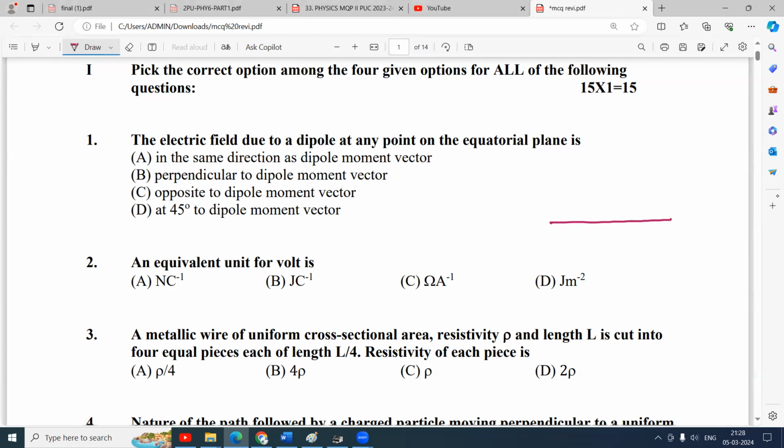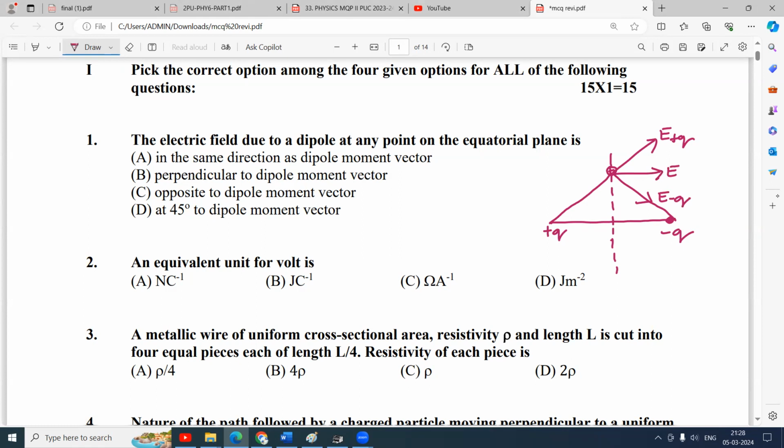So let us take two equal and opposite charges separated by a small distance. I will draw an equatorial line on the paper here. If you try to find out the electric field on the equatorial line, plus Q will repel the test charge like this, and minus Q will attract it like this. So this is the electric field due to plus Q, and this is the electric field due to minus Q. Net electric field will come in this direction.